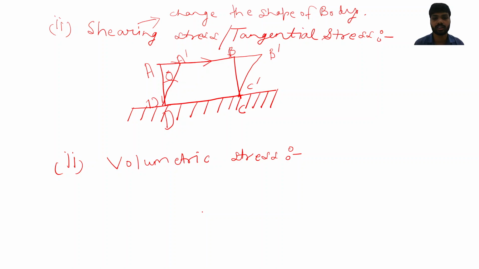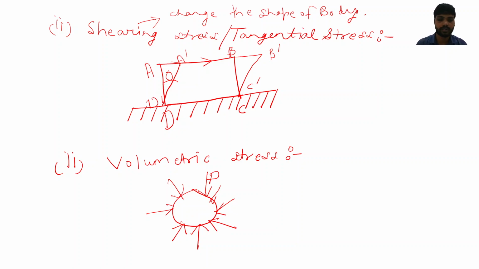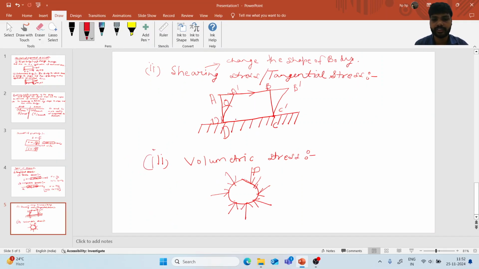So we can understand this with the help of a figure. Suppose this is a body which is immersed in, let's take it, water, then the water will exert pressure all over the volume of the body and try to reduce its size. So this is the force P which is acting all over the volume of the body, due to which its size is reducing. Then the stress developed in this case is volumetric stress. So we clearly understand all the types of stresses which can act on a body.